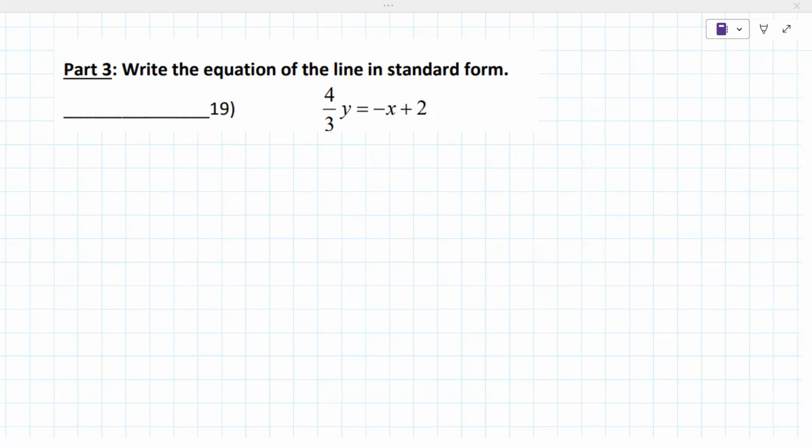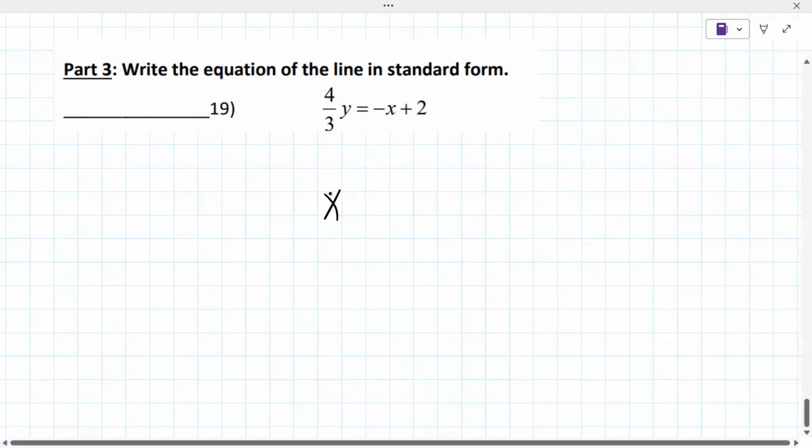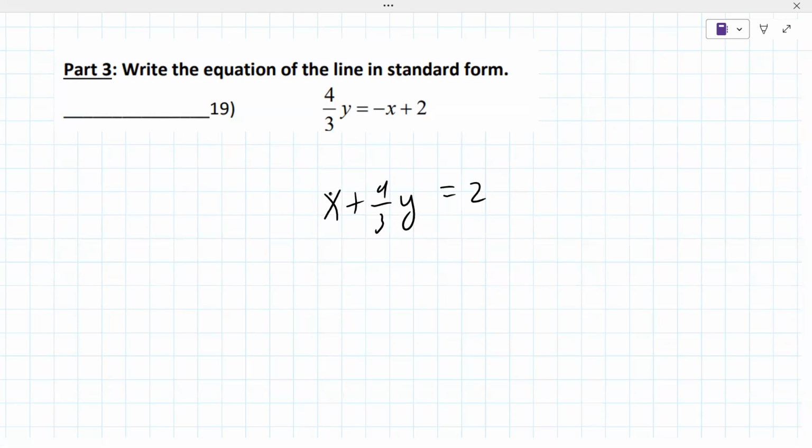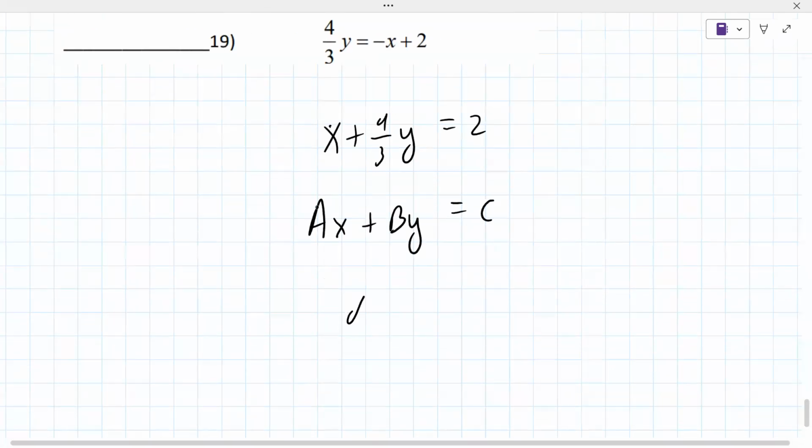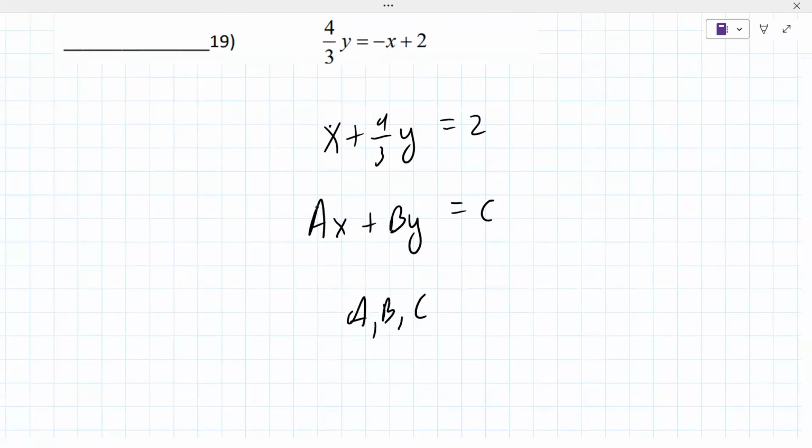X plus 4/3 y equals 2. Yeah, I don't think y has to be... So the requirement here, let me be more formal. A, B, and C are integers. Oh, so it can't be a fraction. No fractions, no decimals. And more importantly, for whatever reason, A has to be positive.